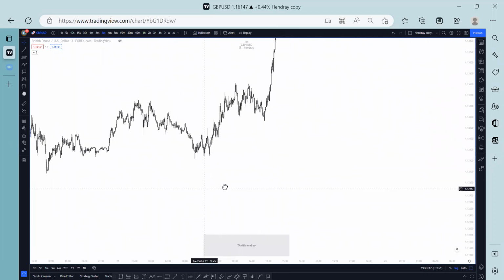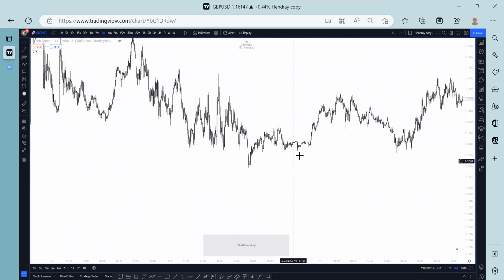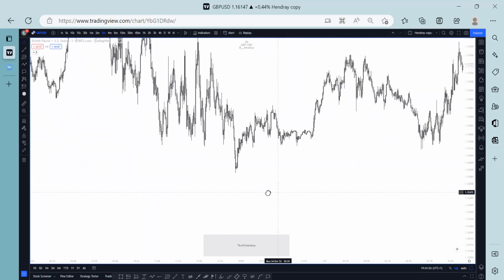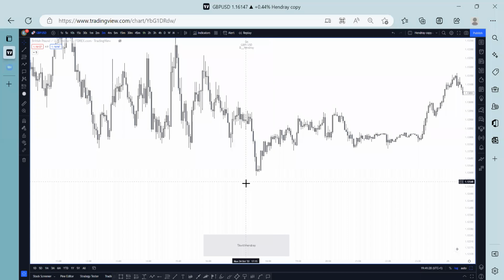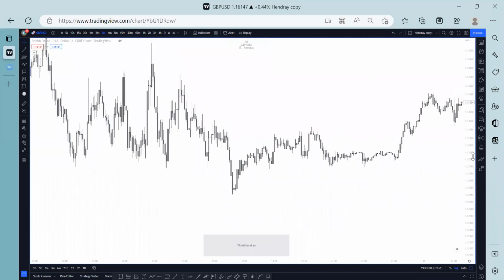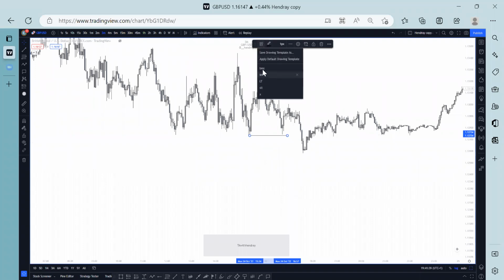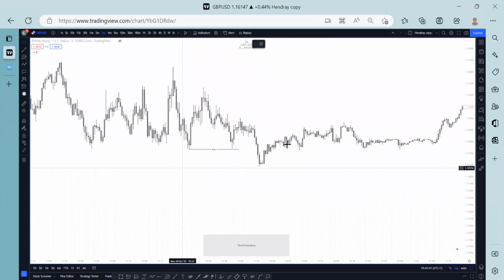So let's see if we have our model. Okay, which model do we have? I think it is the shift in structure model that we have here. So what do I mean by that? This was the last break of structure to the downside, BMS to the downside. After the BMS to the downside, what is our Q base? Our Q structure or Q base is the whole of this structure, isn't it?